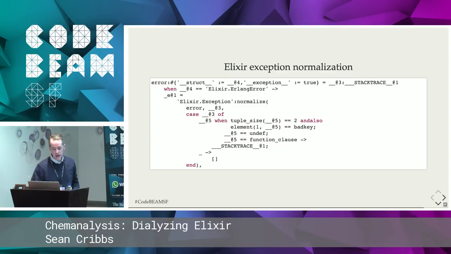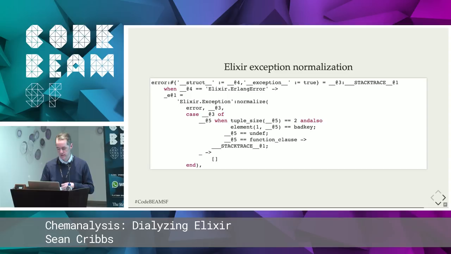Okay, and then it calls Elixir's exception normalize. And deep inside this, we can see that this exception value is pattern matched out into this underscore three generated variable. Then down below, there's a case expression on that underscore at three. And then it matches out into a variable underscore at five when tuple size at five equals two, and also element one of underscore tuple, okay, bad key. Anyway, so here's our tuple size. It's trying to check the length of this if it's a tuple, and if that happens to be the bad key exception.